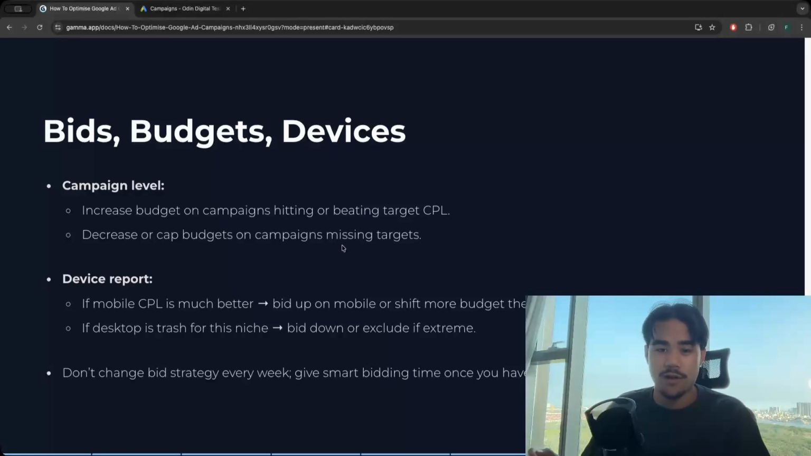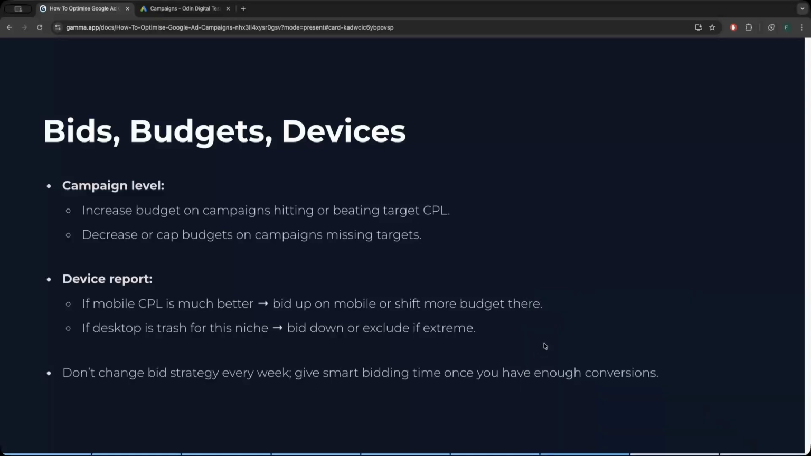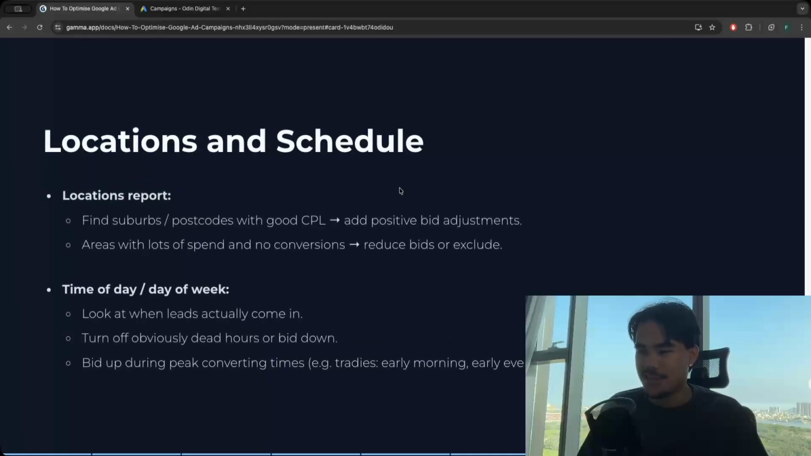There's a world where you can definitely just go pure mobile only, don't even show up, don't even pay for clicks on desktop, right? And we don't change bid strategy every week. We want to give smart bidding time, so once we have enough conversions, we can actually make that decision, right? Cool. Next is the location and schedule.